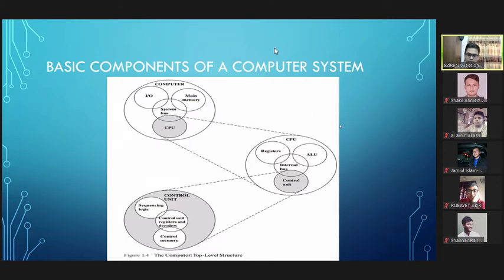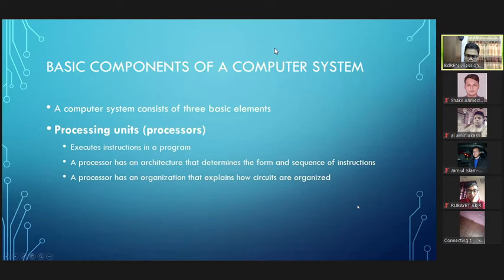Okay, let's continue. So these are our main components. I think yesterday we also discussed the very basics about the processor, right? We have a processor which can execute instructions, and we have two types of things, architecture and organization. Each processor needs to do a lot of tasks, execute a lot of processes, so it must have a sequencing technique by which it can execute the processes one by one.